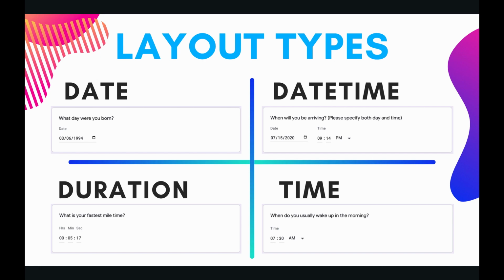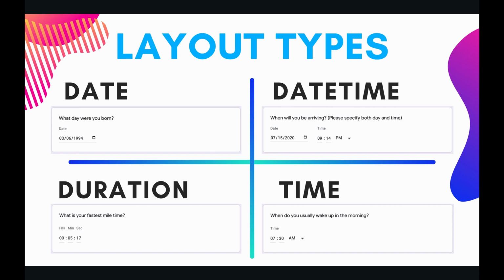Finally, we have the duration item, which is neither a date nor a time. It's rather a length of time. So these items are great for questions that ask how long did something take, and then you would provide hours, minutes, and seconds.